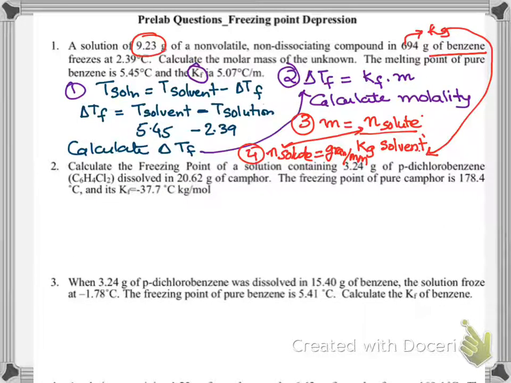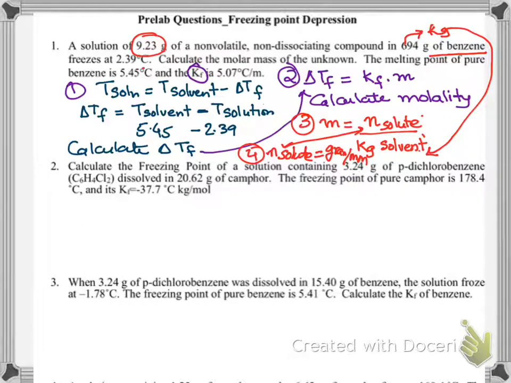Okay, so let's talk about question number 1. In question number 1, a solution of 9.23 grams of a non-volatile, non-dissociating compound in 694 grams of benzene freezes at 2.39 degrees Celsius. So what does this mean? This 9.23 grams is the solute, 694 grams is the solvent. The question is calculate the molar mass of the unknown, means find the molar mass of your solute.